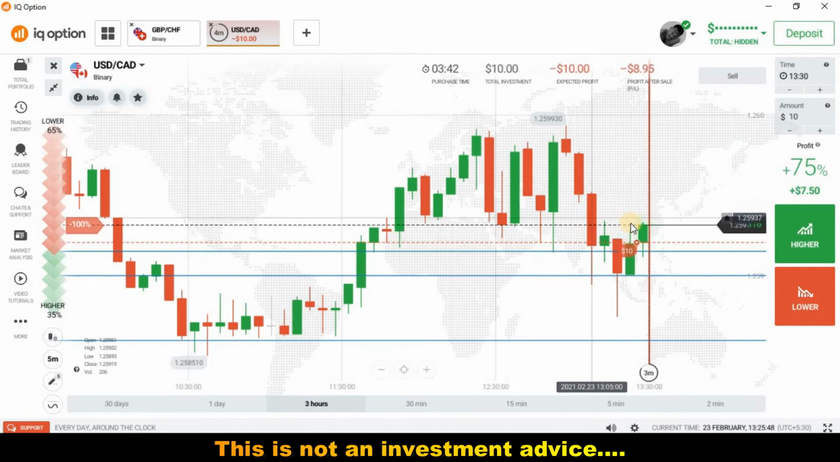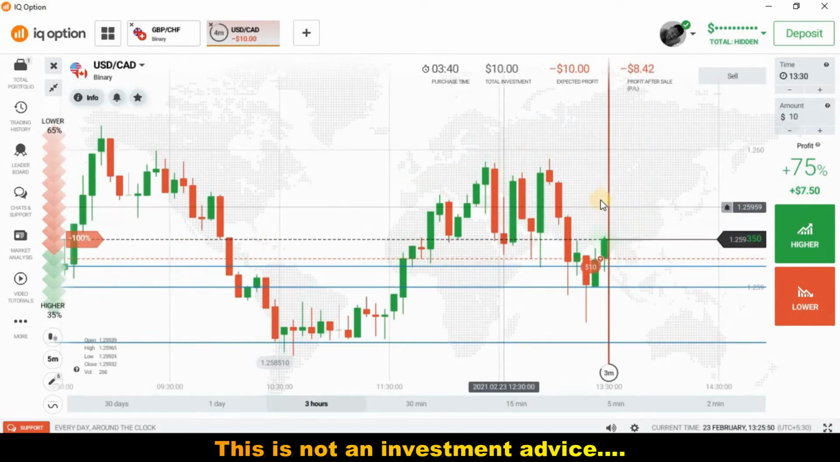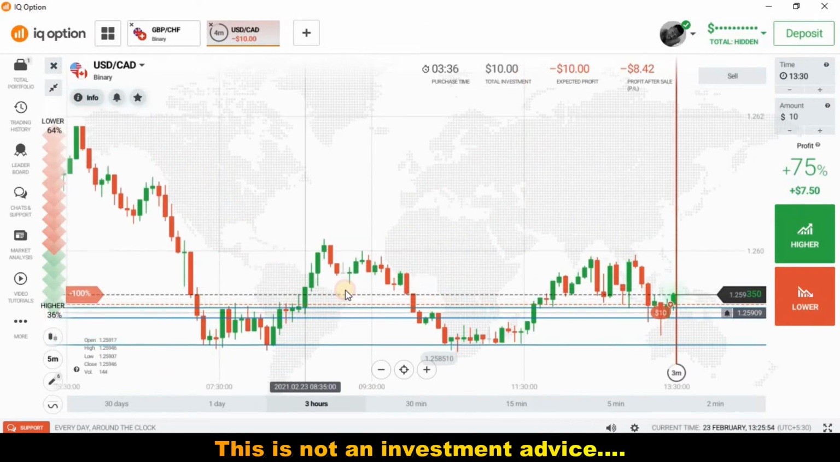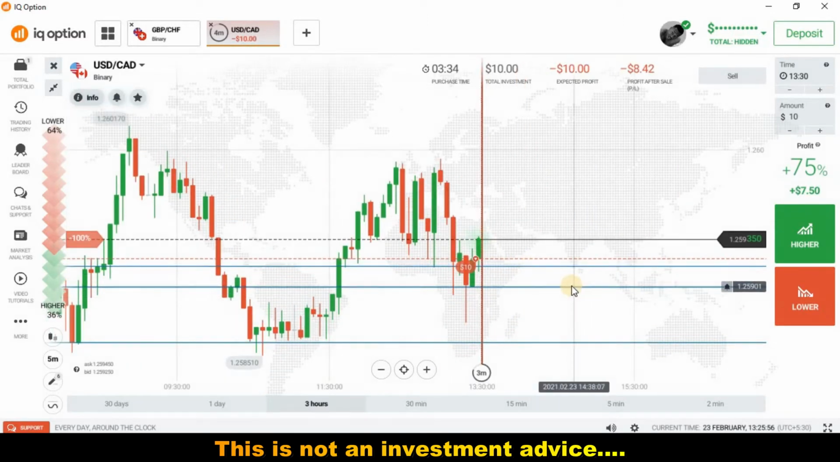I know someone will go with a higher option from here, but the advice is take a lower option because of this level. There's a round number here, so let's see what will happen.